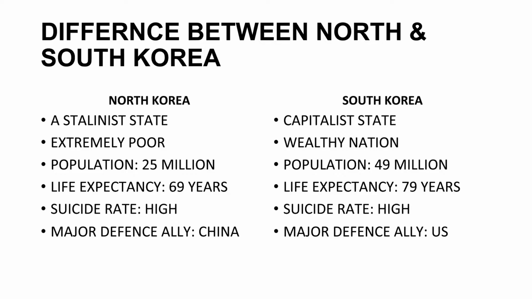So the difference between North and South Korea, that will address your question over here. North Korea is a Stalinist state. It is governed by Stalinist principles, and South Korea is a capitalist state. North Korea is extremely poor. South Korea is a wealthy nation, as you yourself correctly pointed out. It's part of the G20 group of countries. North Korea's population is 25 million, and the population of South Korea is 49 million.